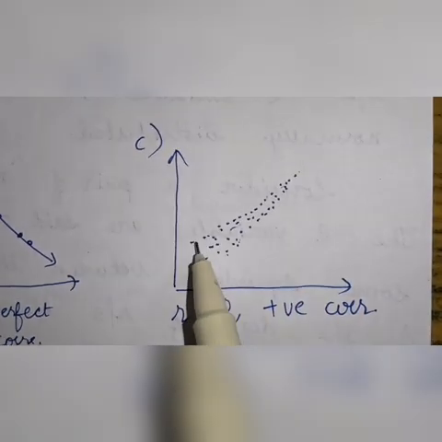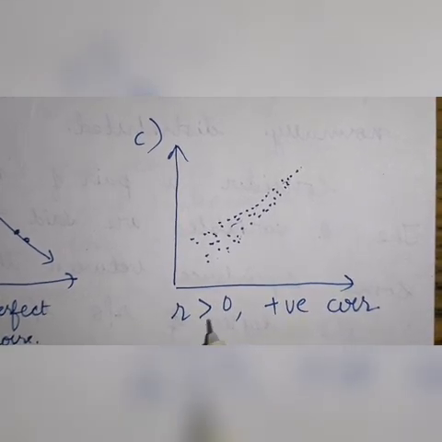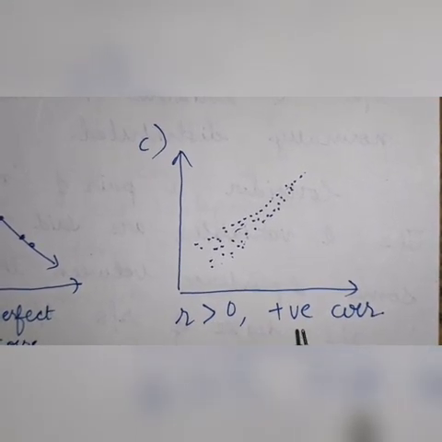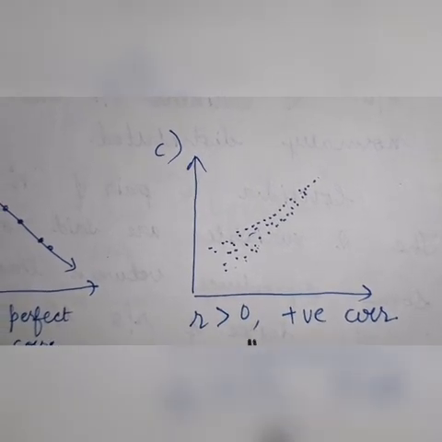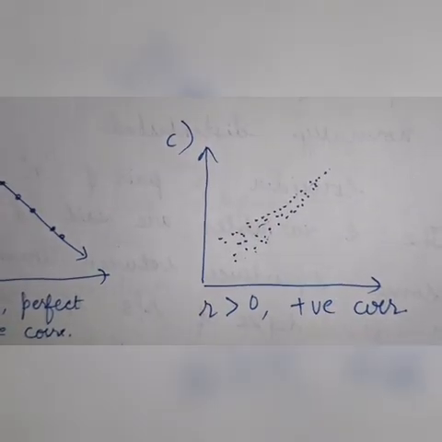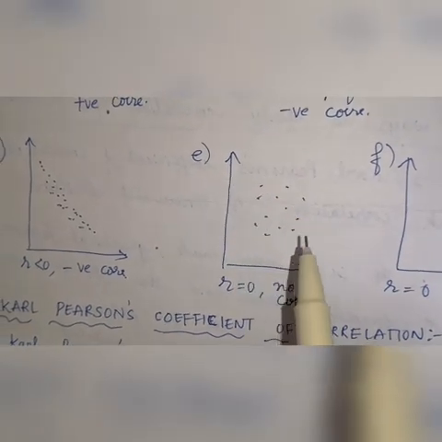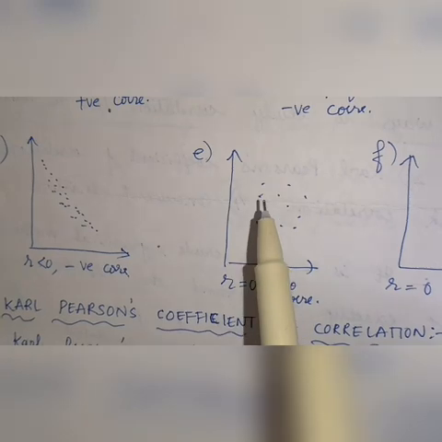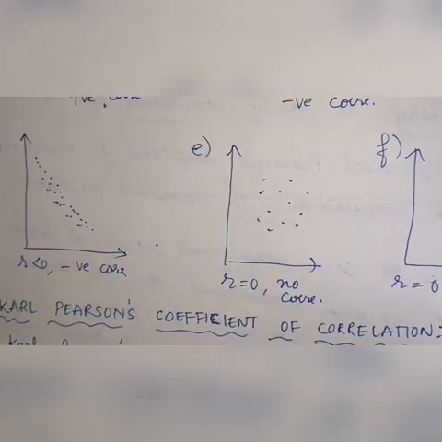In the third case, if you see, the one is increasing, the other is increasing, but it is not perfect. The x and y values are plotted here, but the r is greater than 0, the coefficient is greater than 0, then we say it is a positive correlation. Similarly, if r is less than 0, that is if the direction of the dots is like this, then this case is a negative correlation. If there is no correlation at all, we are just plotting x and y values and we get a random plot of points, then there exists no correlation at all.